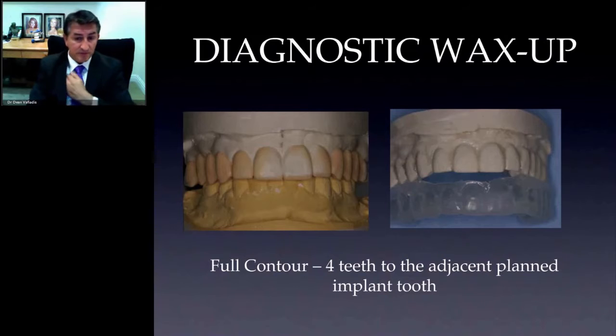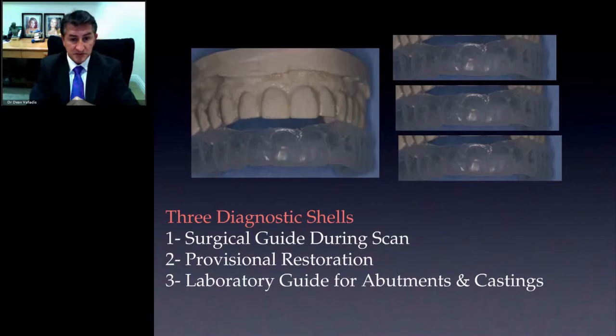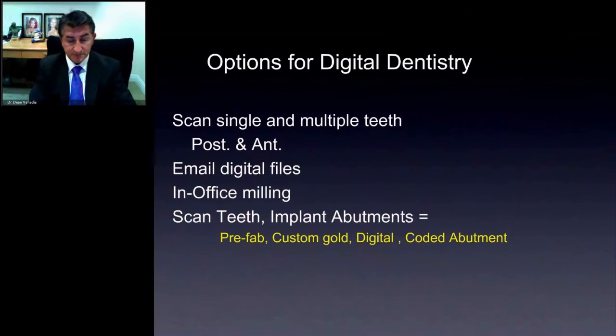We usually make them full contoured, whether it's 4 teeth or 10 teeth. We try to do that as much as possible. And then we will use the Omnibac stents for our surgical guides, provisional restorations, and for the guide for the laboratory to be able to make our abutments. So we use the wax up and stone model, and then we do Omnibacs of these.